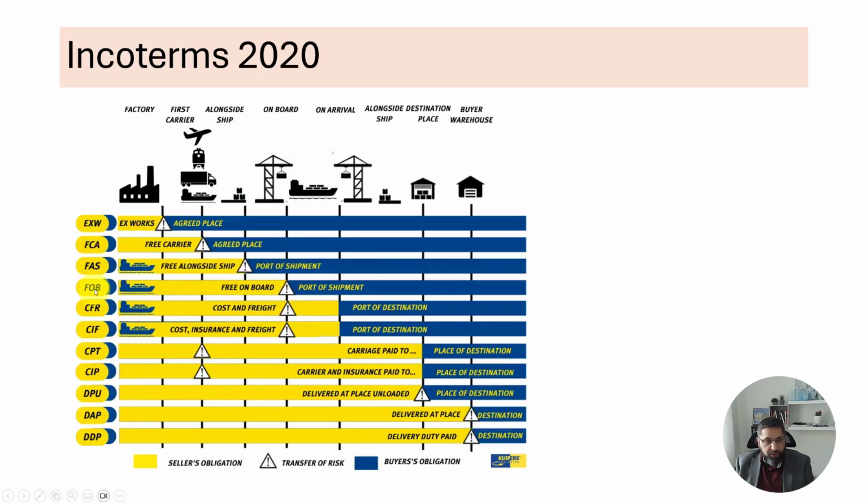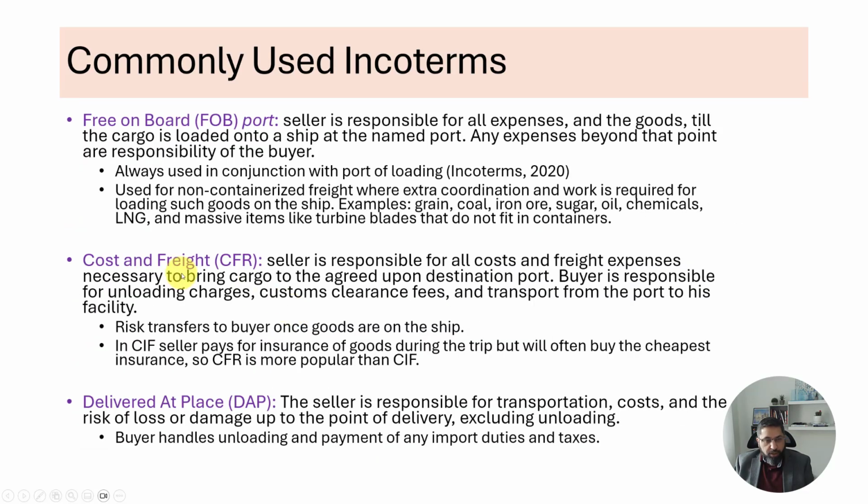Cost and freight, CFR. Okay, if you go back to this picture, look at this CFR. Here the seller is going to pay all the way to the destination port. But the risk will transfer over once the ship is loaded in the seller's country. So with CFR, the seller is responsible for all costs and freight expenses to bring the cargo to the agreed upon destination port in the destination country, and the buyer is responsible for unloading charges, customs clearance fees, and transportation from the port to the facility. Risk transfers to the buyer once the goods are on the ship. So while they're going through the oceans and seas, the risk is with the buyer.